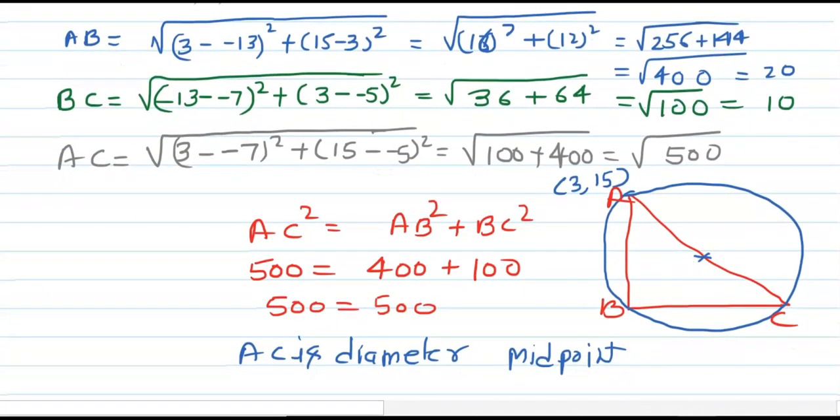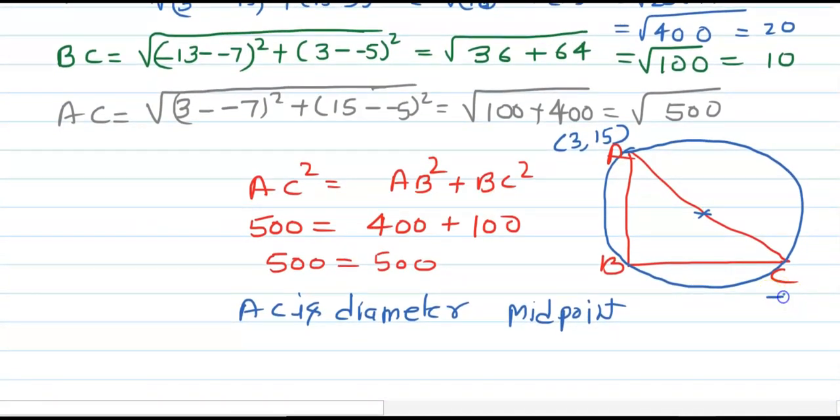So it is minus 7 and minus 5. So midpoint is given by 3 and minus 7. So 3 and minus 7 is minus 4. Okay, minus 4 divided by 2, that is minus 2. Now 15 and minus 5, that is 10. 10 divided by 2 is 5. So we got center, which is minus 2 and 5.